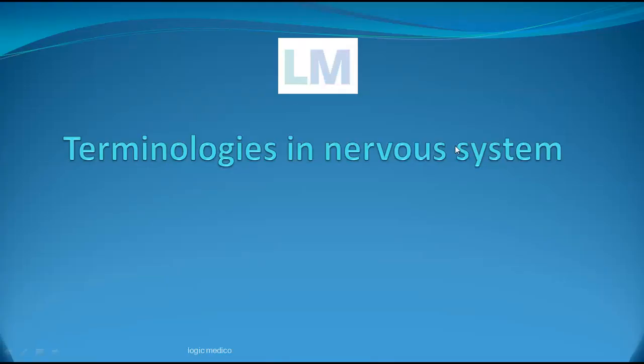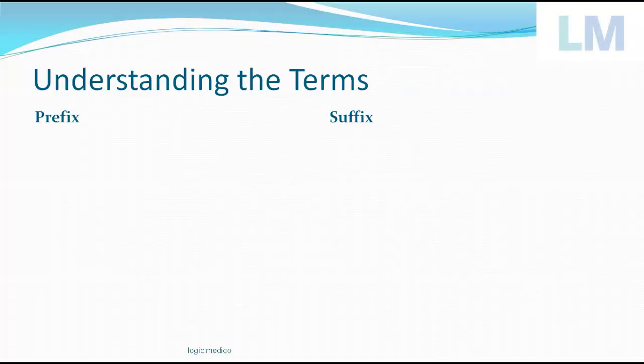Terminologies in the nervous system. This is today's topic. To understand the terms, we should know something called a prefix and something called a suffix. So what is a prefix? A prefix is something which comes before the actual word. Whenever we are writing a prefix, we'll write like this: a hyphen.